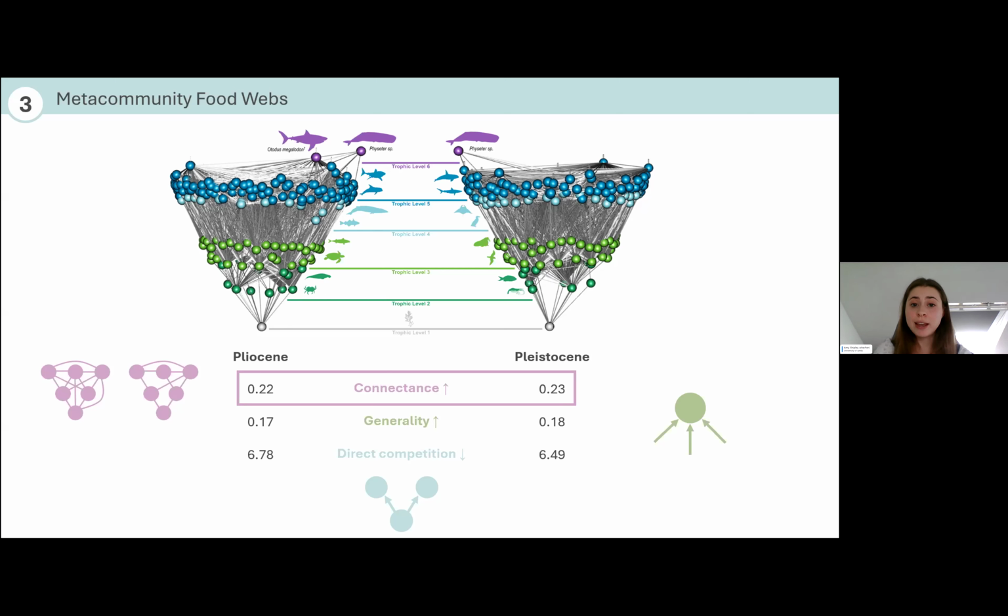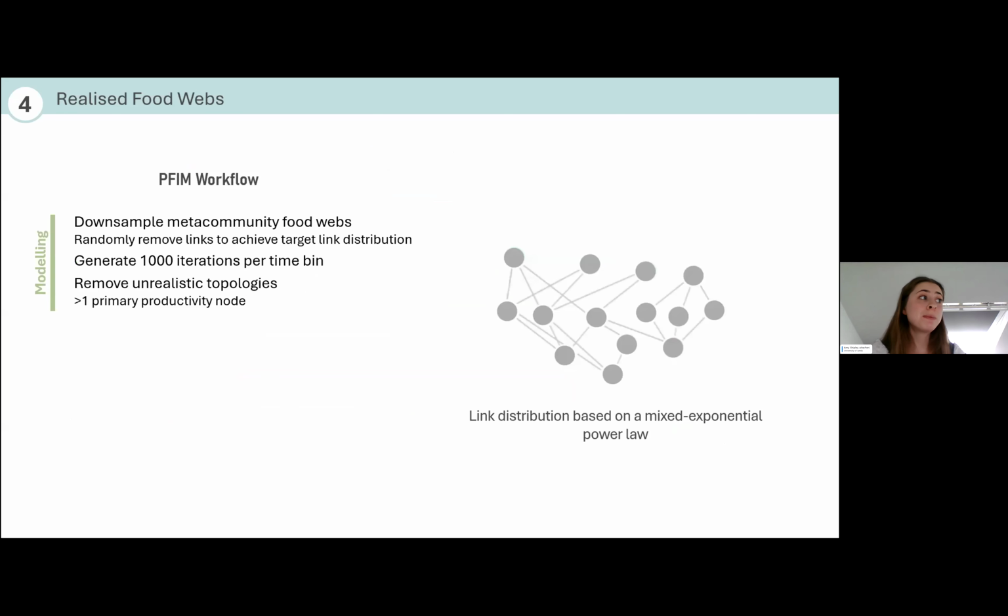And when you do have really highly densely connected webs, you're at risk of potentially masking any structural signals that you might be seeing. So there is one way to address this, and that is to generate realized webs. So realized webs are essentially when you take your meta-community webs and you downsample them. So you randomly remove links to achieve a target link distribution. So this link distribution is based on a mixed exponential power law, which is what we see in modern marine ecosystems. So it's the same link distribution that we'd expect to see in a food web.